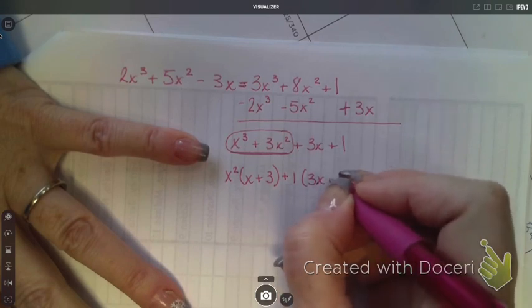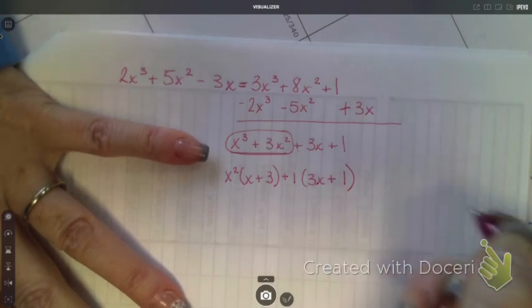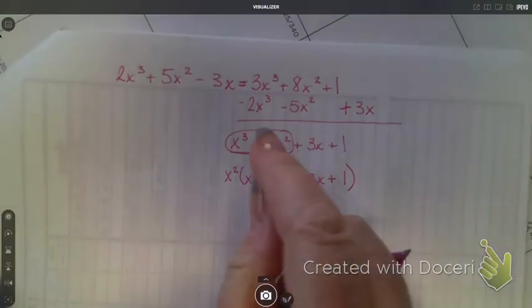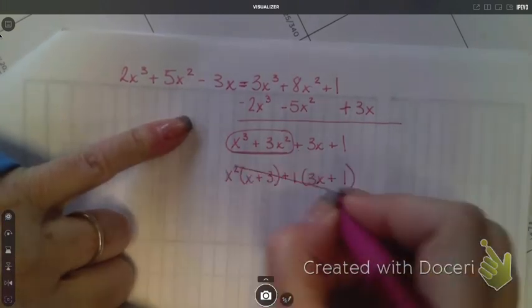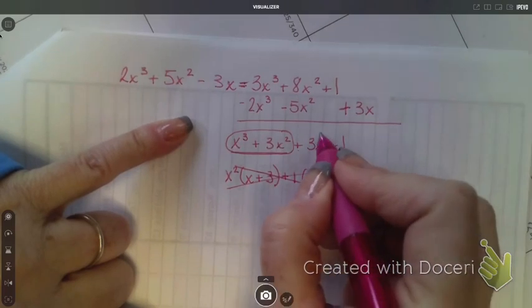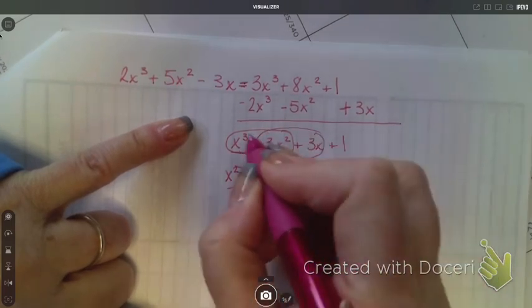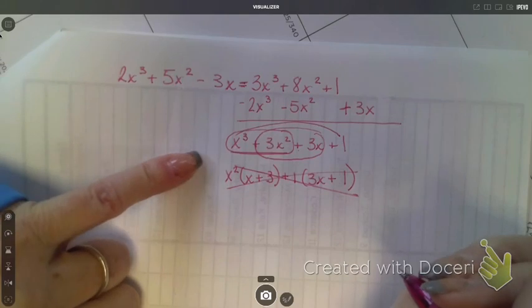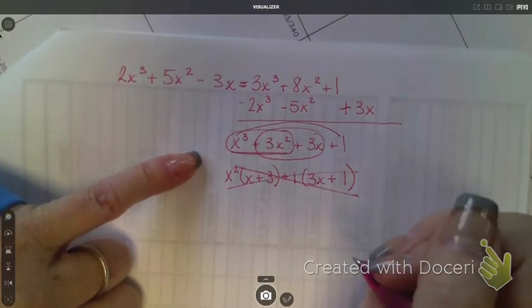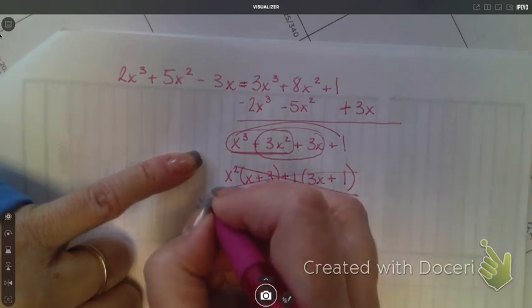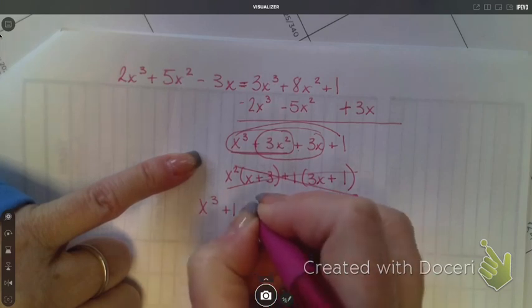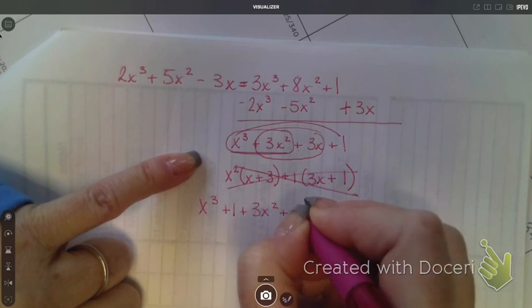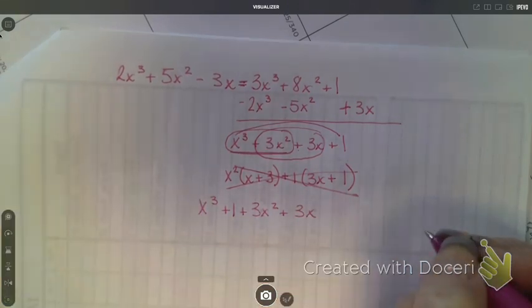Uh-oh. Did that work? No. Do we have to group the first two and the last two? No. Okay, so that grouping didn't work. We should do 3x squared plus 3x and then... So you want to group these two and these two? Okay. So this would be x cubed plus 1 plus 3x squared plus 3x.